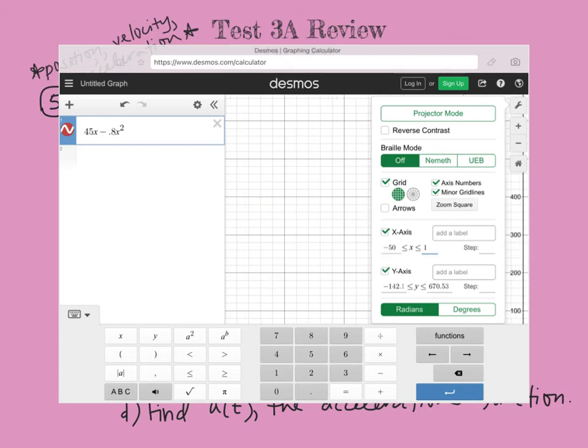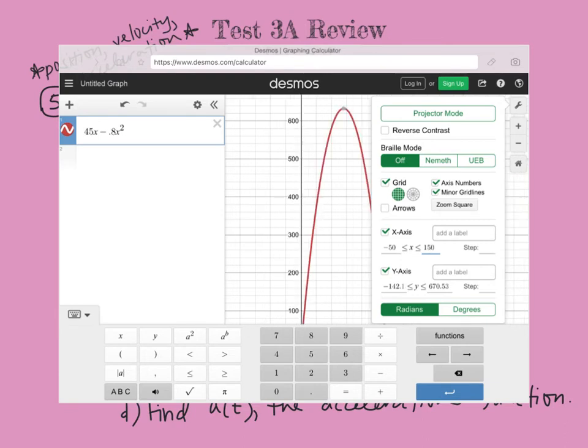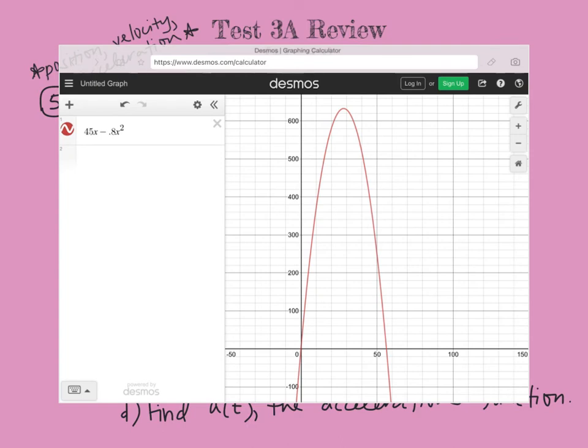I'll just do 150. And then my y-axis is fine the way it is. So that looks so much better. I can just more easily see it. I didn't even need all the way to 150. I didn't realize how far it went. I couldn't see, but really, you can kind of just mess with that so your graph isn't so awkward looking. It's a little easier to look at now.